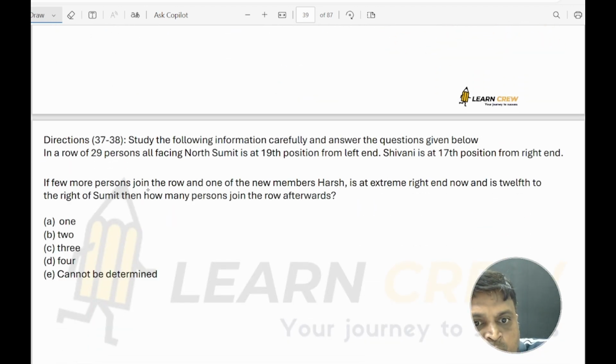If a few more persons join the row, and one of the new members, Harsh, is at the extreme right end and is 12th to the right of Sumit, then how many persons join the row afterwards? So the answer is 2.